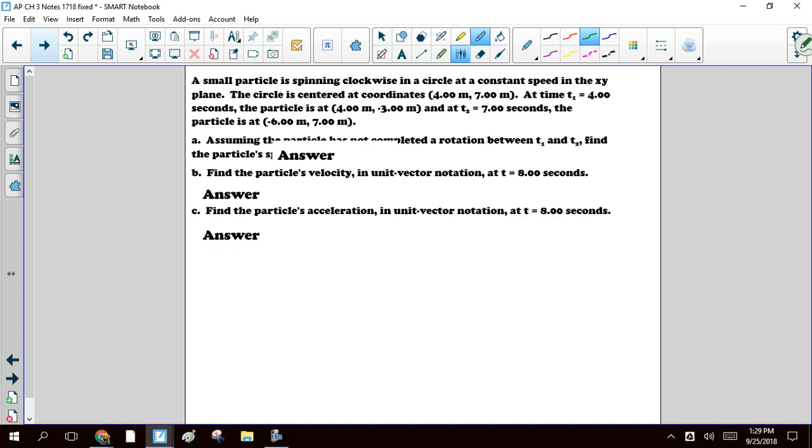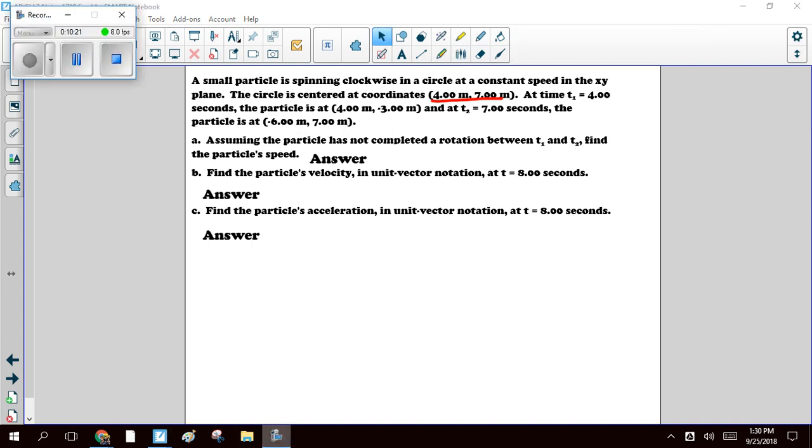Next example. We have a small particle spinning clockwise in a circle at a constant speed in the xy plane. The circle is centered at the coordinates 4, 7. I remember this problem. All right, I'm going to pause this for a second while I draw my coordinate system.